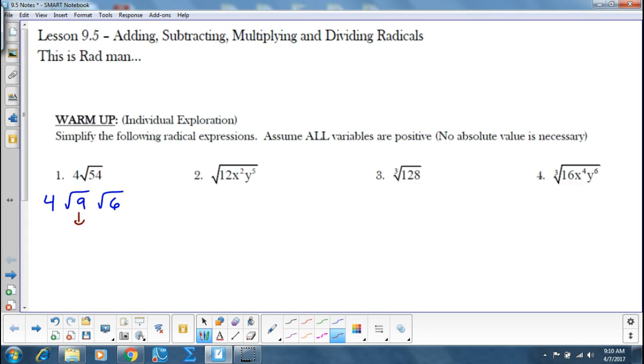It's what? It's 3. And 6. Can I break down the square root of 6 more? No. So my answer here is 12 square roots of 6.